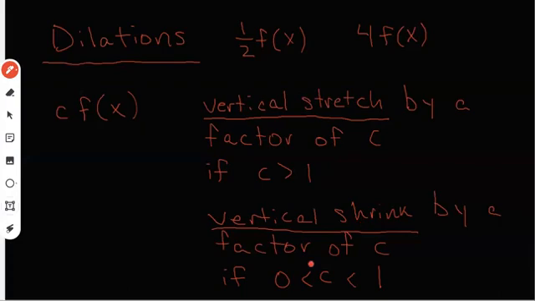But if your number is less than 1, like some kind of fraction that's between 0 and 1, that would be a vertical shrink. That's like grabbing the function and shrinking it down vertically. And we'll take a look at what that looks like when we get to the problem sets.